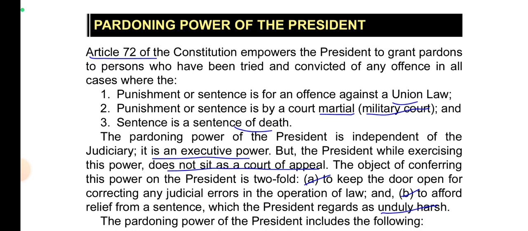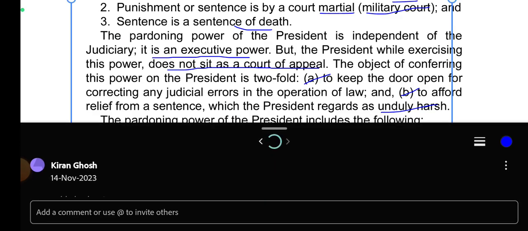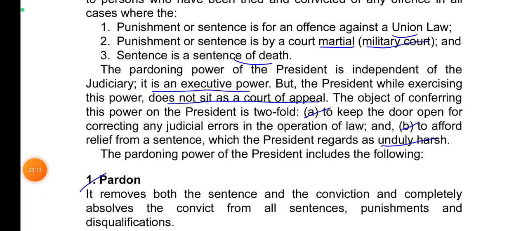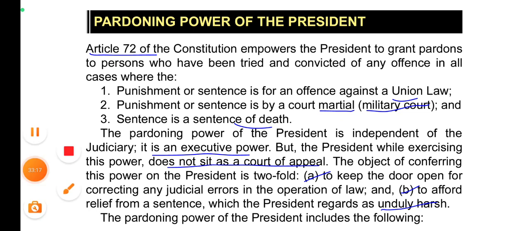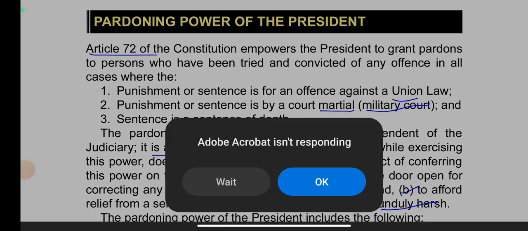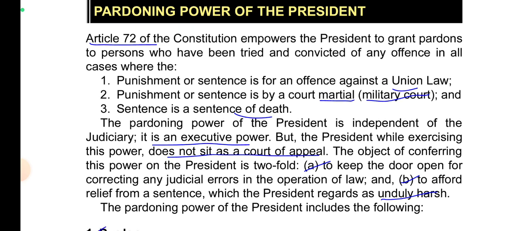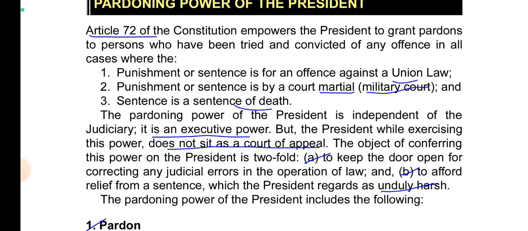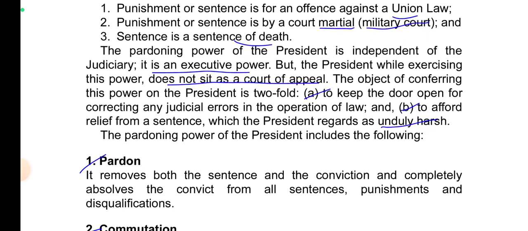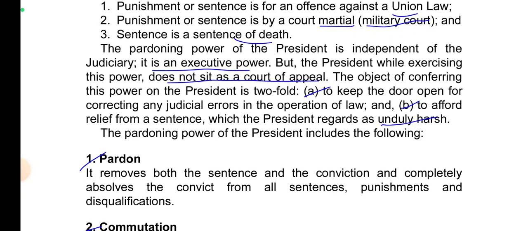Now, pardoning power of the President. Article 72 of the Constitution empowers the President to grant pardons. Article 72 of the Constitution empowers the President to grant pardons to persons who have been tried and convicted of any offence in all cases where the punishment or sentence is for an offence against a union law, where the punishment or sentence is by a court martial, military court, and where the sentence is a sentence of death.